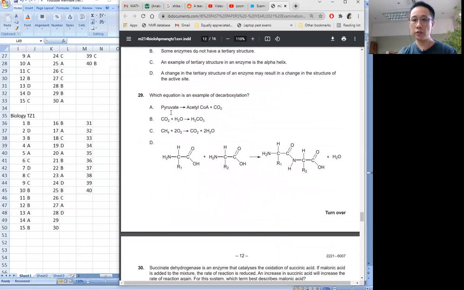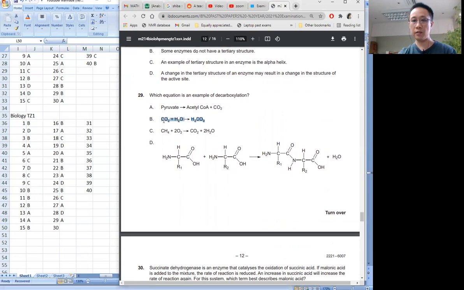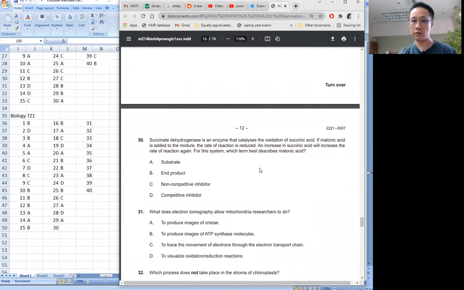Okay. 29, decarboxylation. So the loss of CO2. So clearly choice A is correct. B is more like carboxylation because you're combining CO2 with stuff. C, you release CO2, but that's just the overall combustion process of methane. D is condensation, so not correct.